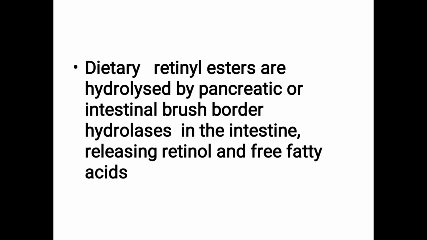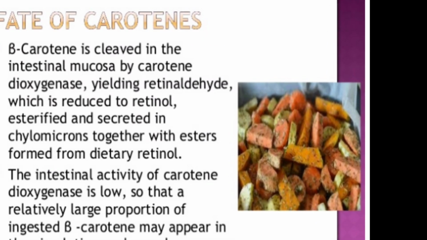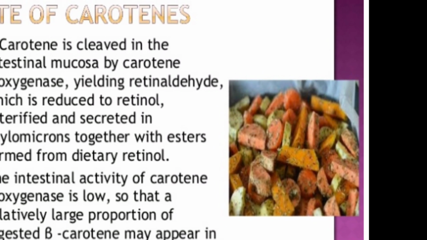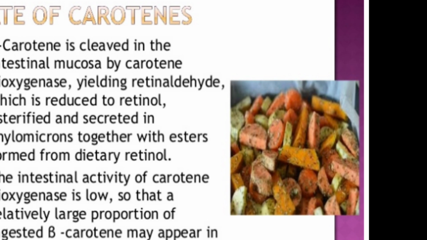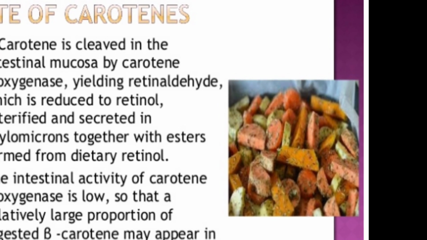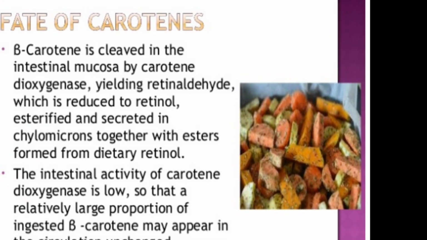So from animal food, dietary retinol esters are broken down into retinol. From plant sources, beta carotene is cleaved in the intestinal mucosa by carotene dioxygenase, yielding retinaldehyde, which is reduced to retinol. From both plant and animal sources, vitamin A forms are reduced to retinol. This retinol is esterified and secreted in chylomicrons, which are lipoproteins.